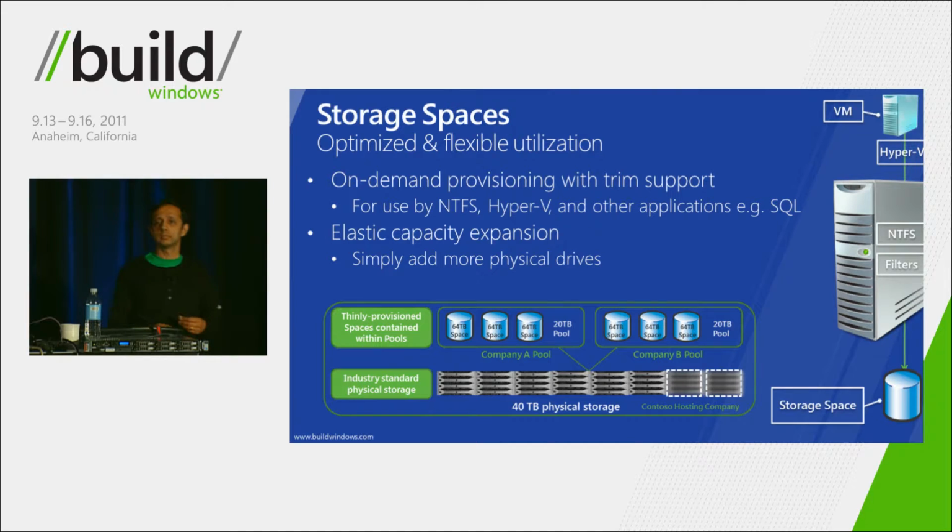So let's start with space utilization and flexibility. So in this picture, you see that at the bottom, there is 40 terabytes of physical storage. And the scenario we've shown here is like a hosting scenario. And on top of that, there are two pools, probably created because of isolation requirements and other management requirements. And we'll go into management to explain why that becomes more useful. Within those pools, you can see that even though we have 40 terabytes of physical storage carved out into two pools, 20 terabytes each, we have spaces that are 64 terabytes. Okay?